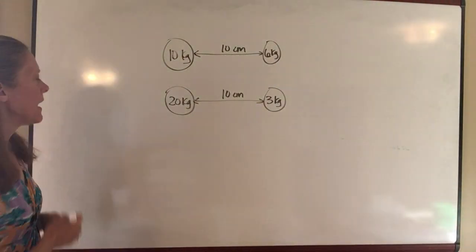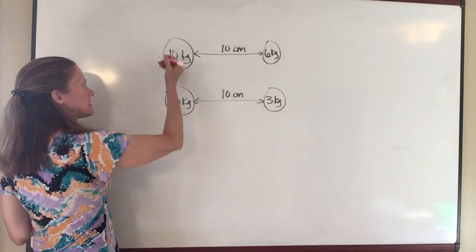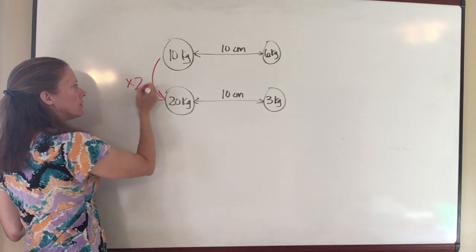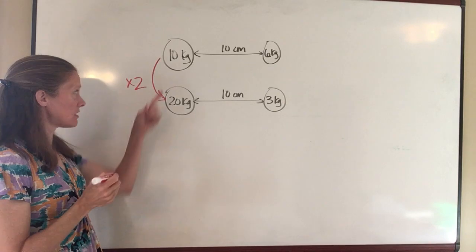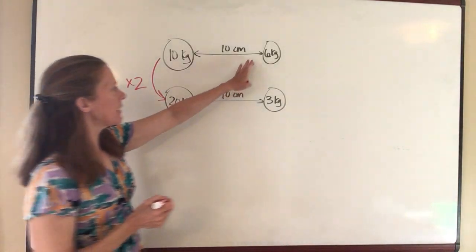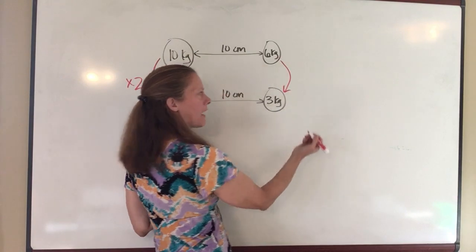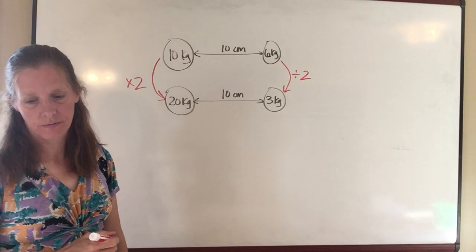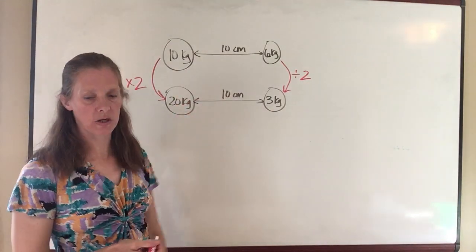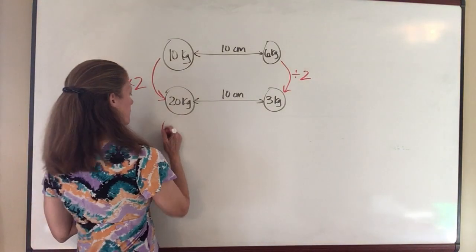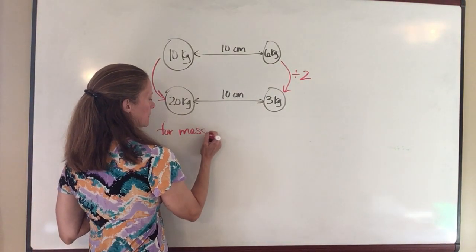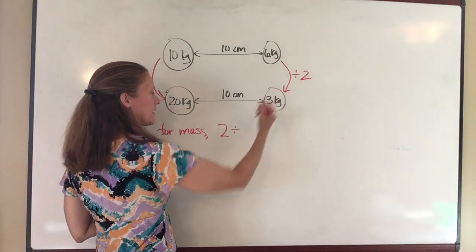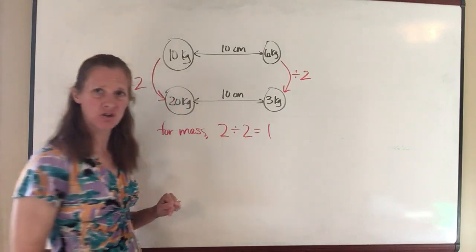Okay, so since the distance stays the same, I'm now only looking at masses. If I go from 10 to 20, this has gone up by a factor of 2 because 10 times 2 will give me 20. If I go from 6 to 3, how did I get there? Well, I had to divide by 2 in order to get from 6 to 3. So now that I have a change in mass, I multiplied by 2, but then I also divided by 2 over here. Well, 2 divided by 2 equals 1.